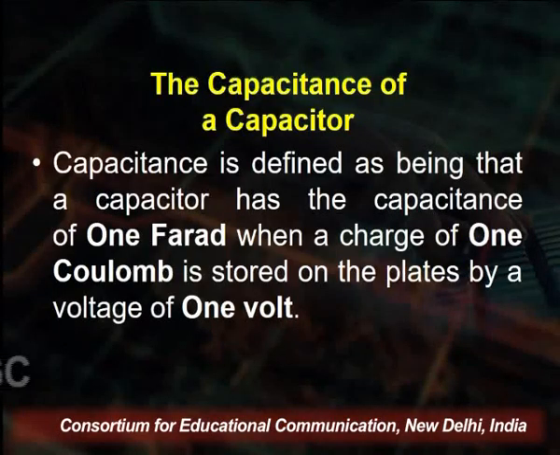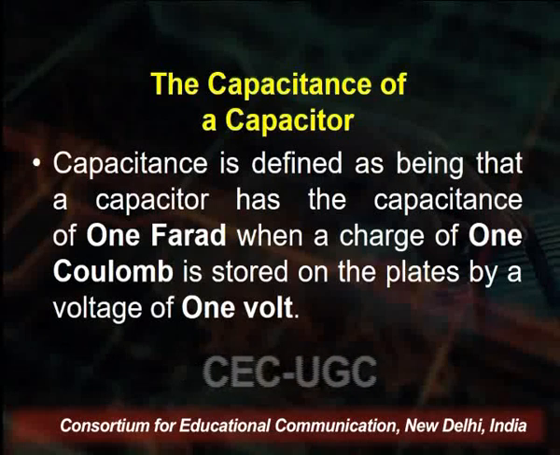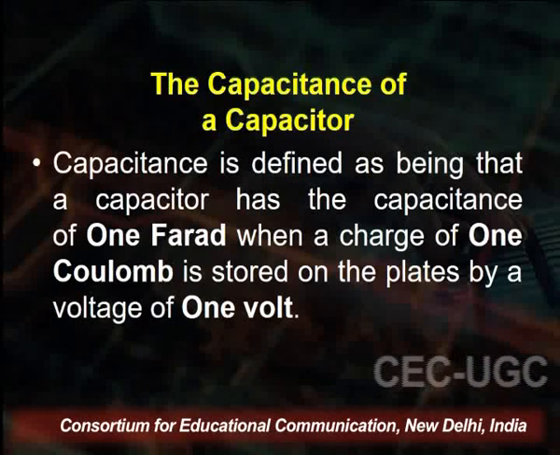The capacitance of a capacitor is defined as follows: a capacitor has a capacitance of 1 farad when a charge of 1 coulomb is stored on the plates by a voltage of 1 volt. Then we can say it is 1 farad. 1 coulomb is stored because of the voltage applied, which is 1 volt. So we get 1 farad, and that is the capacitance of a capacitor.